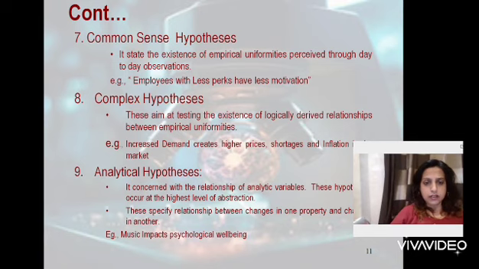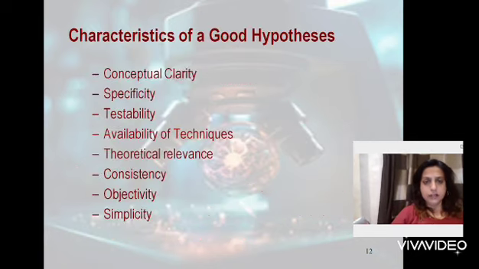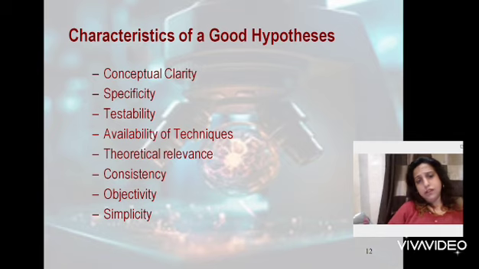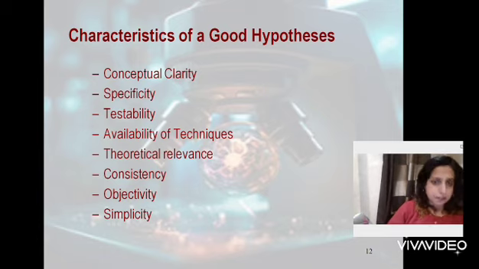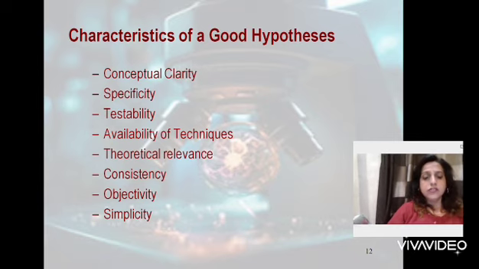So considering the other factors, what will be the features or characteristics of a good hypothesis? A hypothesis can be considered very good and best in terms of empirical testing when it has conceptual clarity, it is specific in nature, and we can put it to test. There are statistical techniques available to test it, and it goes hand in hand with the theory. It is consistent enough, it has objectivity, that means it is carrying certain variables, and it is simple, or you can say it has the gist of simplicity.